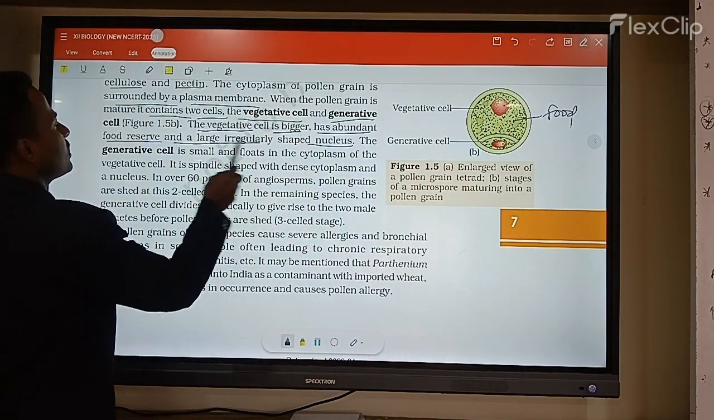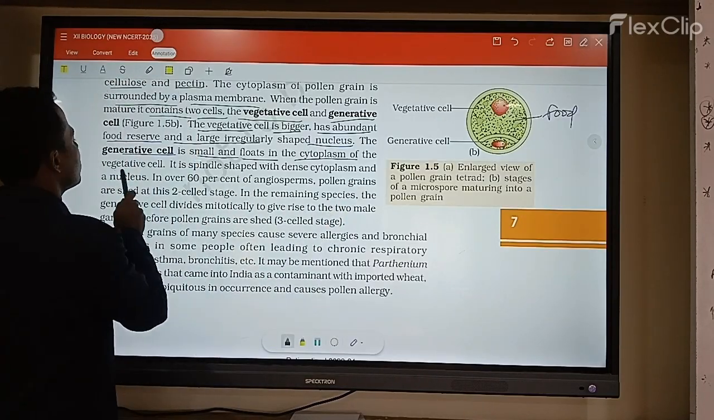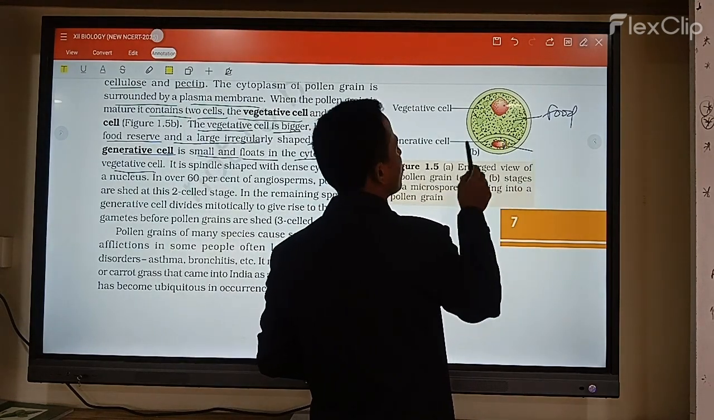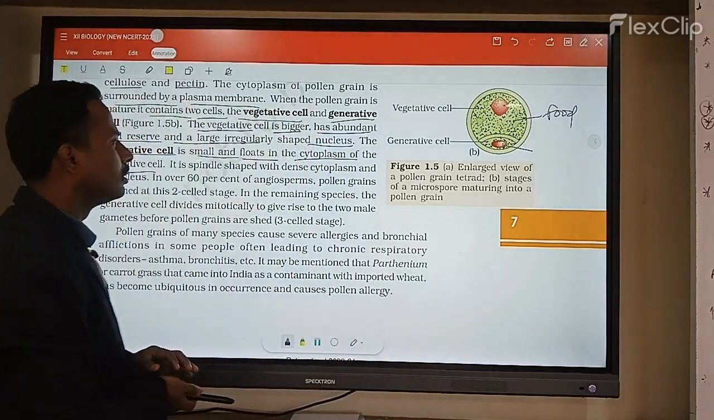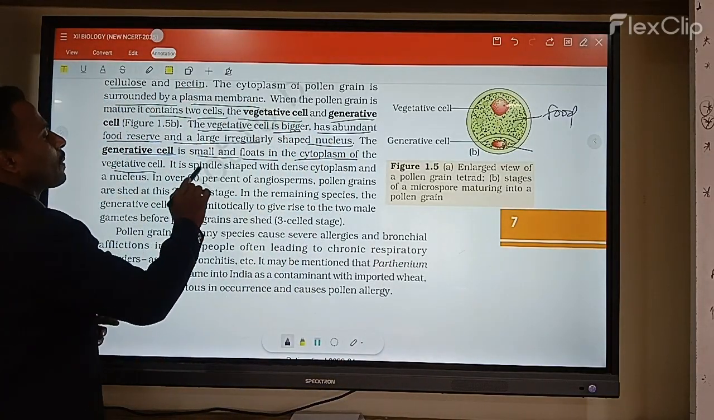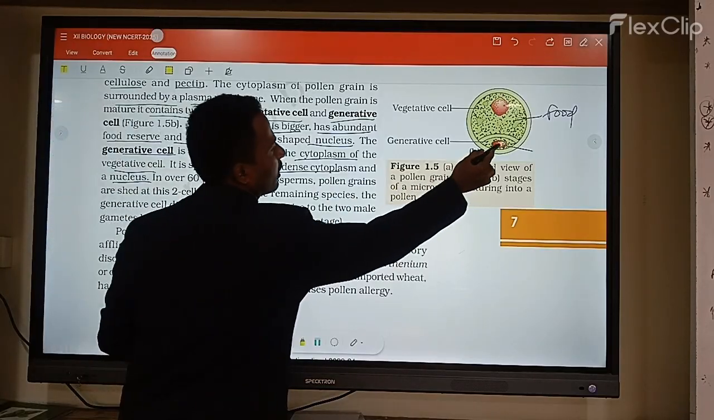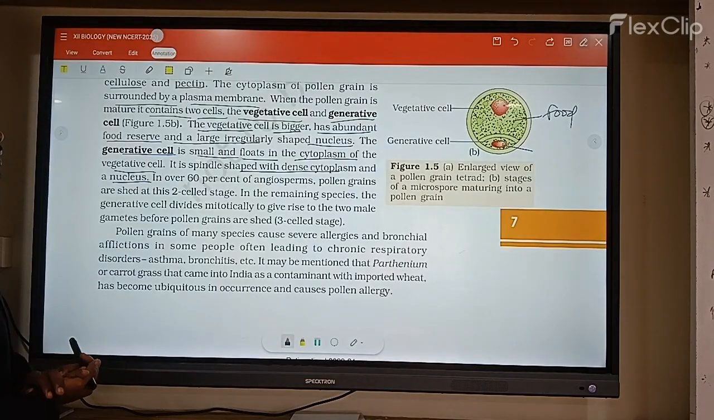Next, the generative cell is small and floats freely in the cytoplasm of the vegetative cell. It is spindle shaped with dense cytoplasm, and the nucleus is present here.